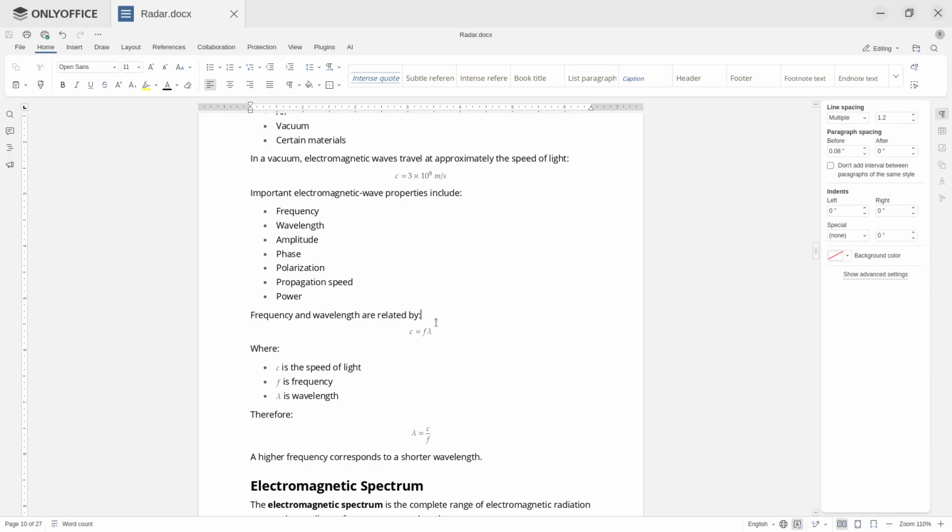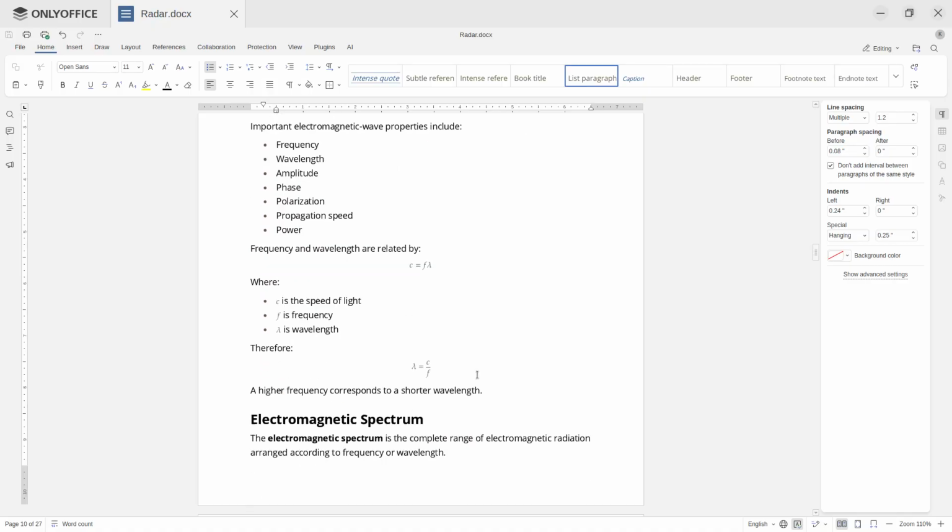Frequency and wavelength are related by c = f λ, where c is the speed of light, f is the frequency, and λ is the wavelength. Therefore, λ = c / f. Higher frequency corresponds to a shorter wavelength.